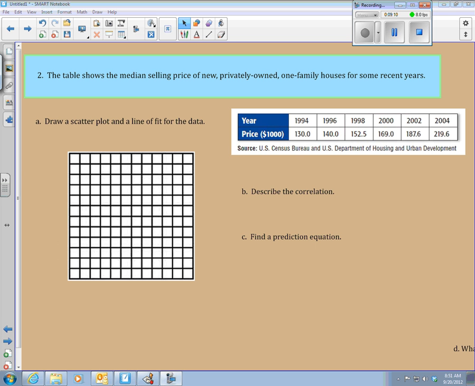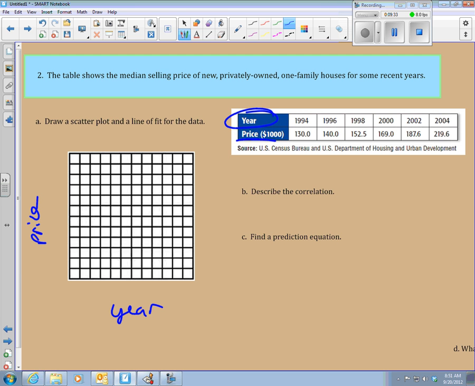This table is the price of a new privately owned one-family home. We have years here, and we have the price. Once again, year is the independent variable, so we're going to put that down here. And the price of the house depends on the year, so we'll put price on the y-axis. Here's my x, independent variable. Y is my dependent variable.